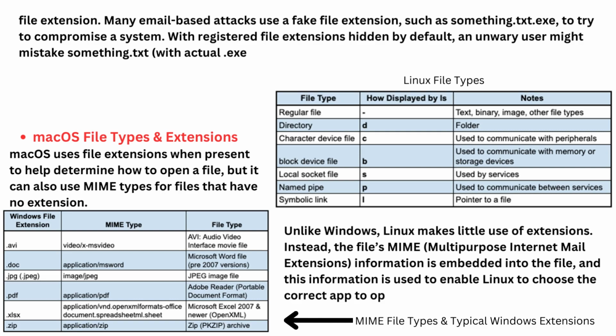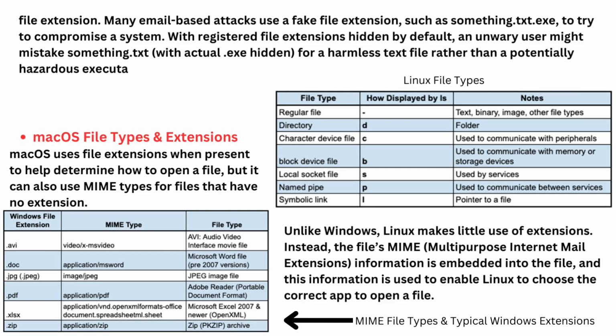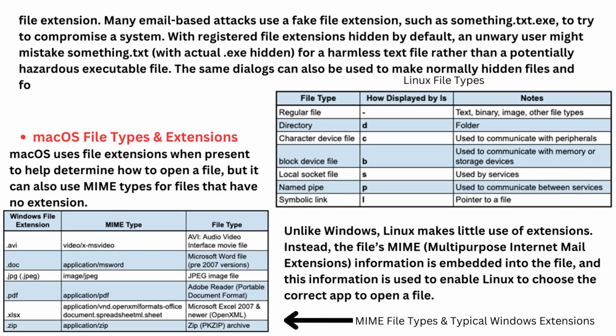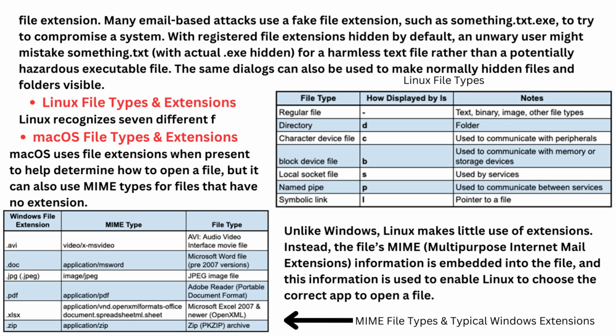Linux file types and extensions. Linux recognizes 7 different file types. Unlike Windows, Linux makes little use of extensions. Instead, the file's MIME, multipurpose internet mail extensions, information is embedded into the file, and this information is used to enable Linux to choose the correct app to open a file. macOS file types and extensions. macOS uses file extensions when present to help determine how to open a file, but it can also use MIME types for files that have no extension.